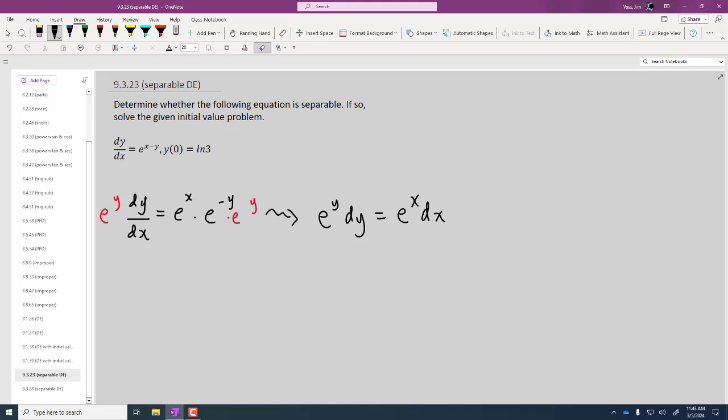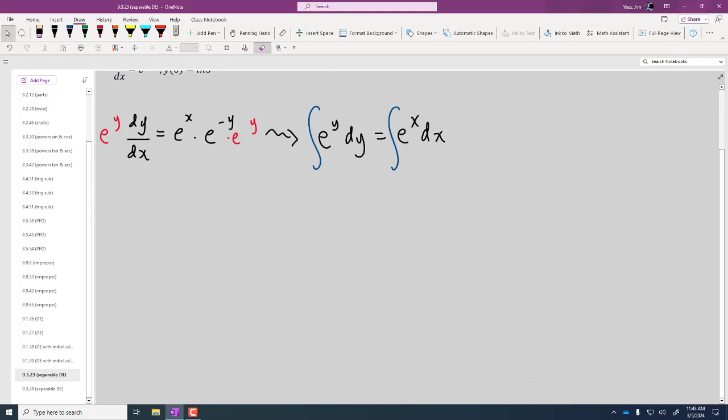So once we've done that, now is where we integrate. The interesting thing about separation is that you're integrating each side with respect to its own variable. And so on the left, we are integrating with respect to y. On the right, we're integrating with respect to x. So that is an implicit general solution.